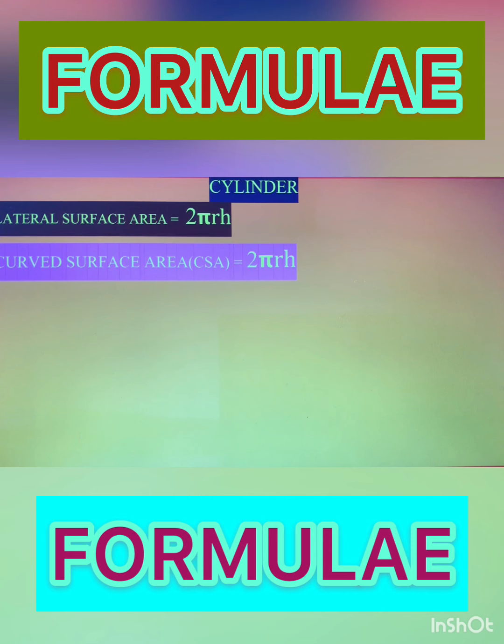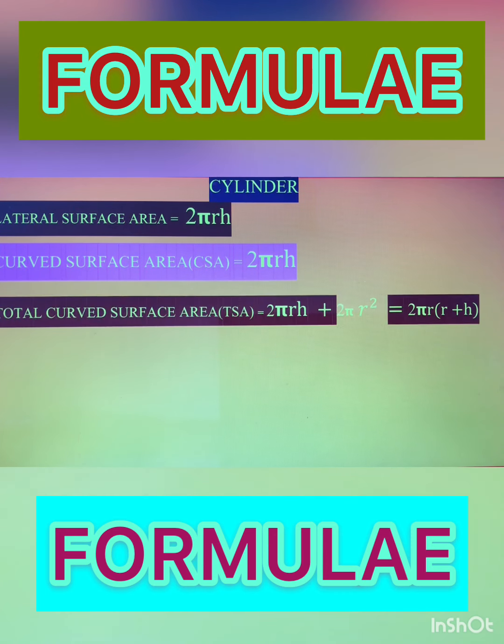So here we will take curved surface area in place of surface area or total surface area. Here we take the curved surface area for the cylinder. This is also the same, 2πrh. After that, the total surface area, that is TSA of the cylinder, is 2πrh + πr².